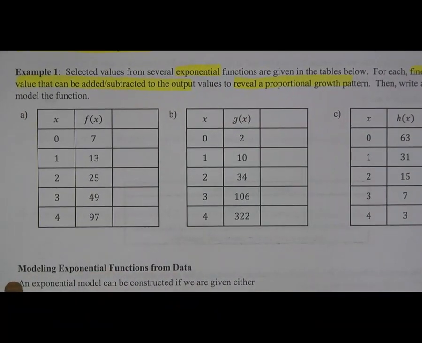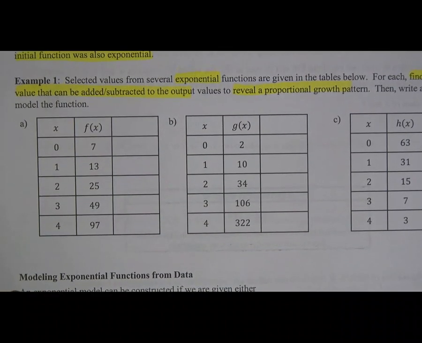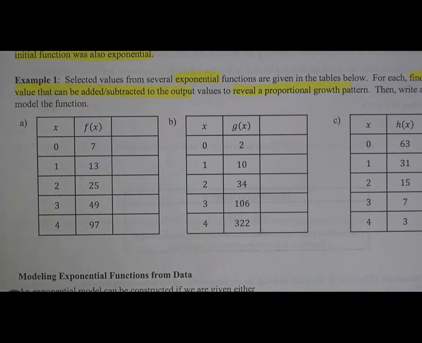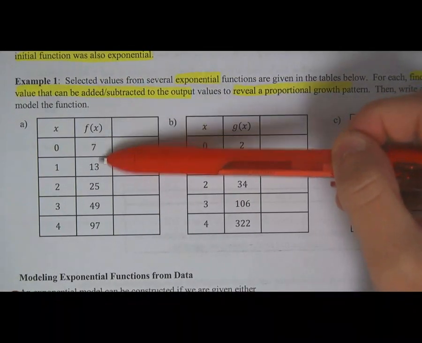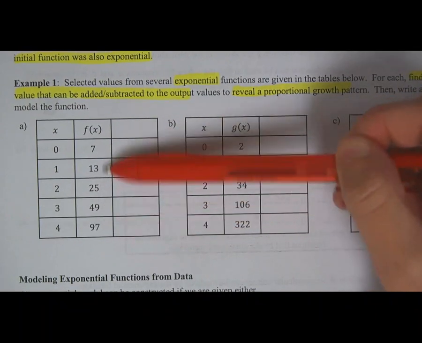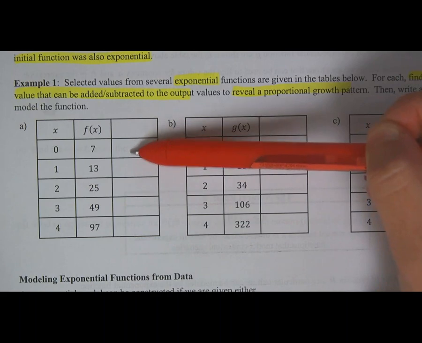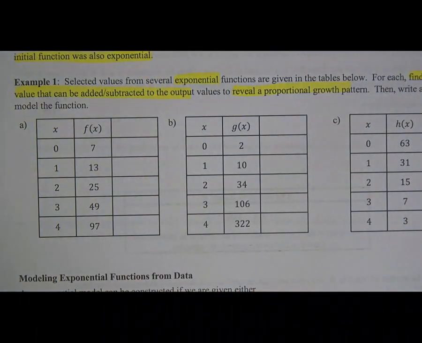That is not a coincidence. That is something that we're going to figure out here in just a second. That's really good insight. So what you really need to do here is you're told this is exponential, and you're told the task is to figure out what could I add or subtract from each of these to reveal a pattern that shows some kind of multiplication is taking place.